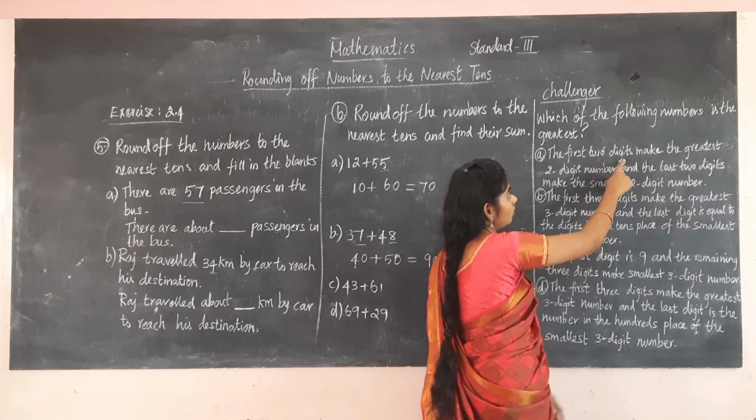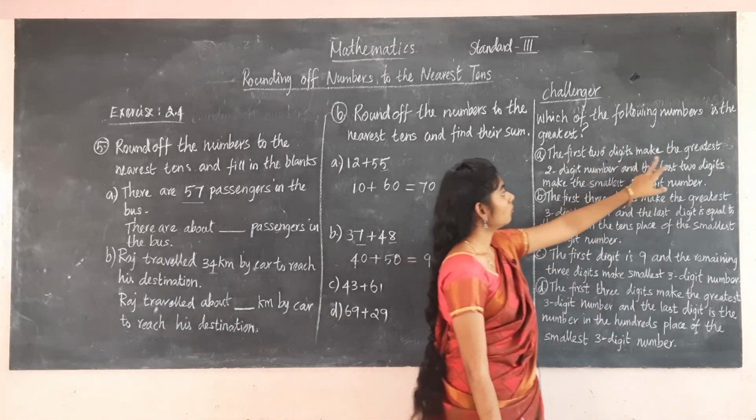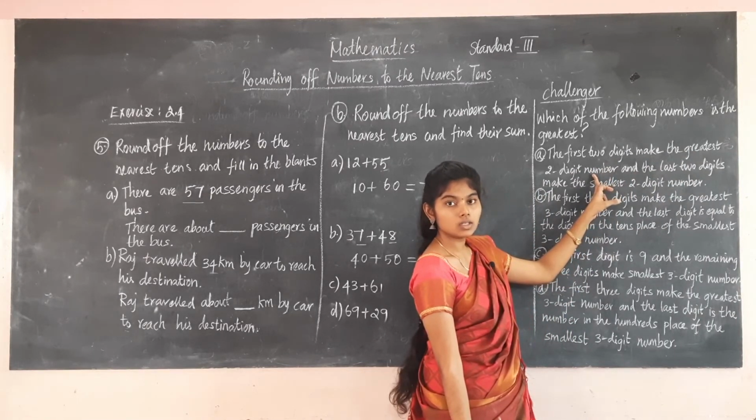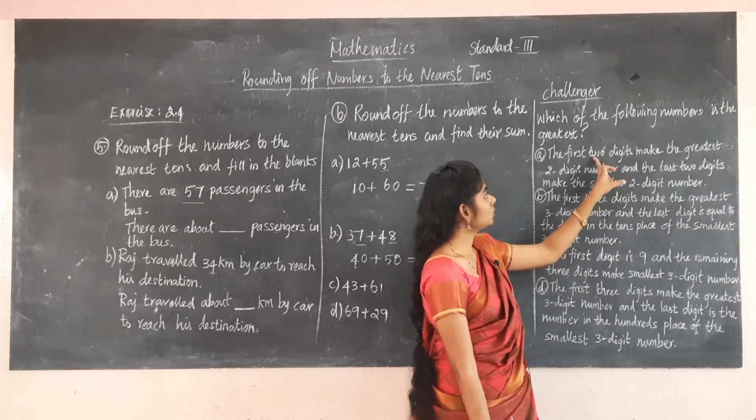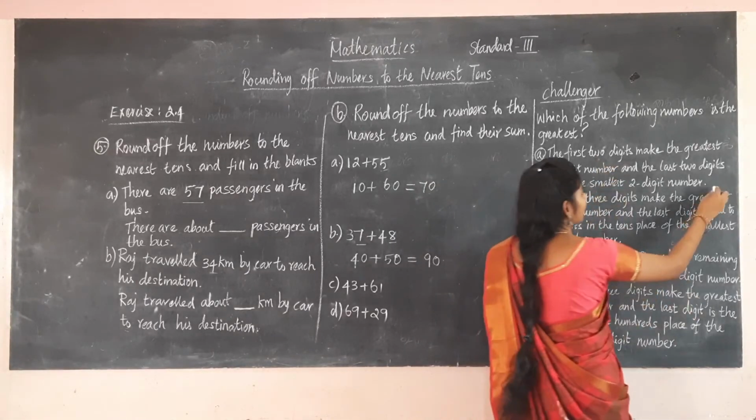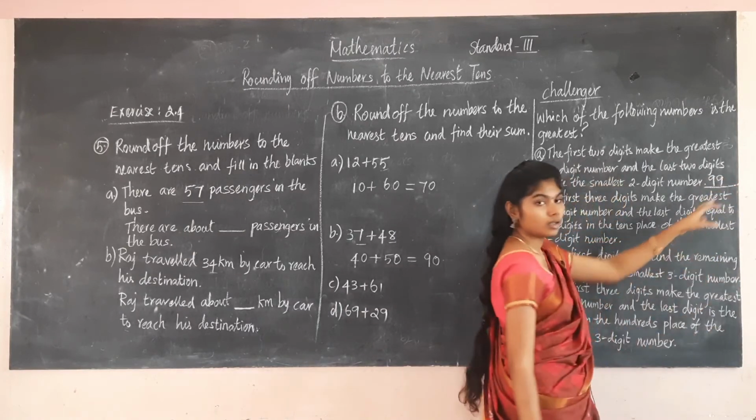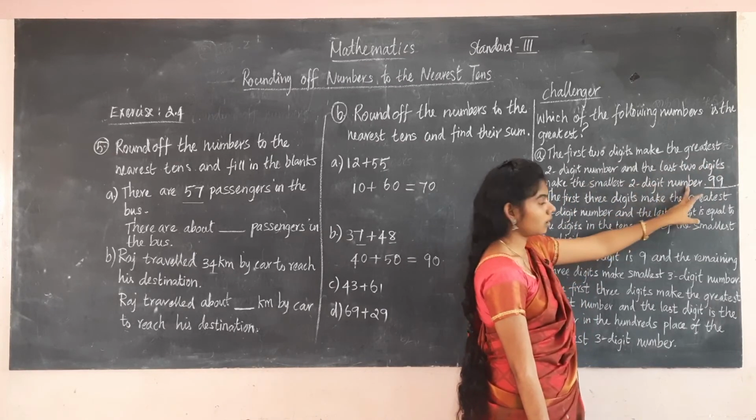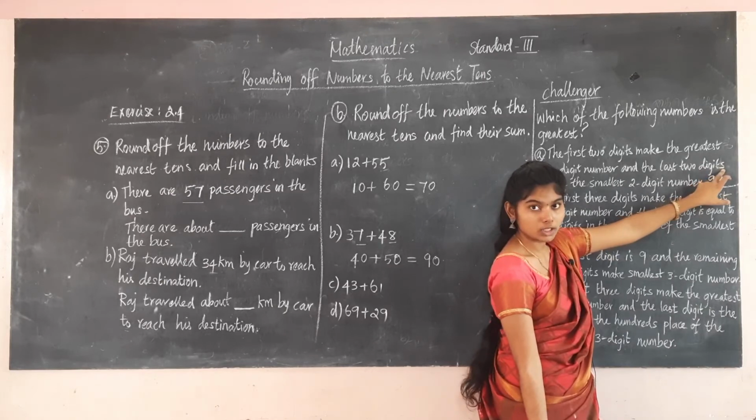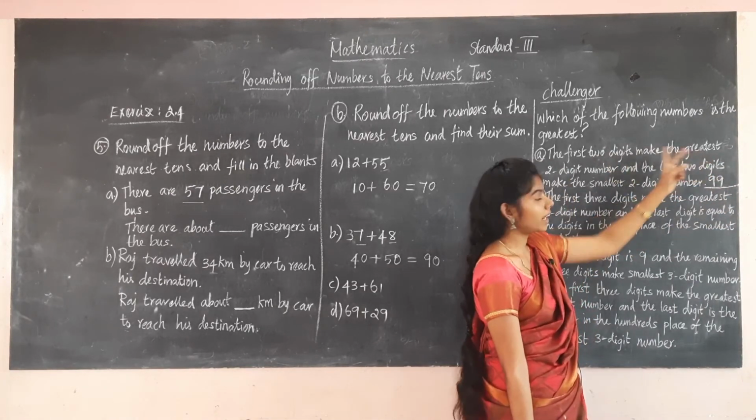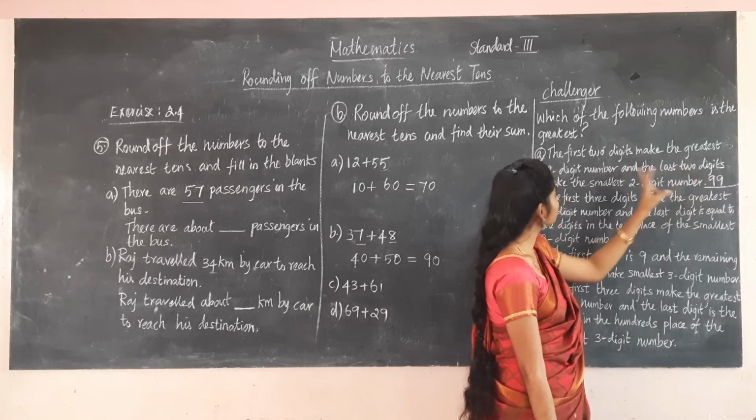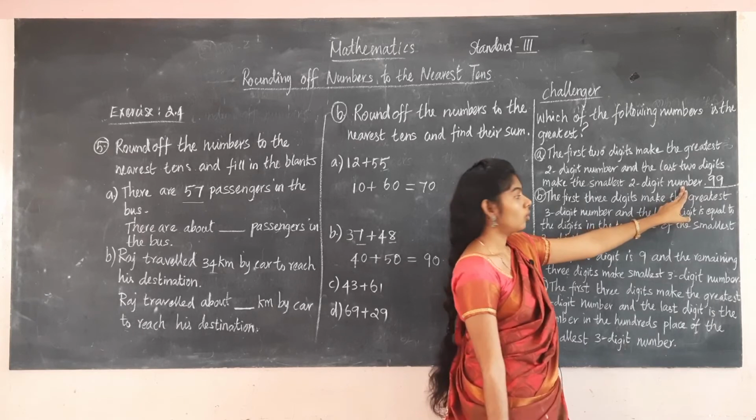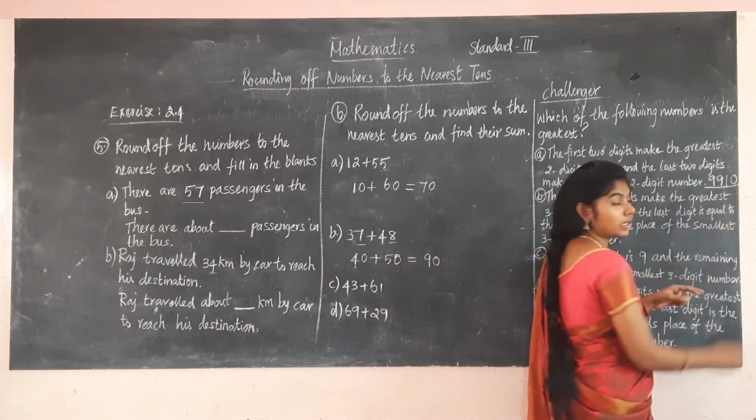The first two digits make the greatest two-digit number. You all know what the greatest two-digit number is. What is the greatest two-digit number? It is 99. The first two digits will be 99. And the last two digits make the smallest two-digit number. What is the smallest two-digit number? It is 10. 1 0. 10 is the smallest two-digit number.